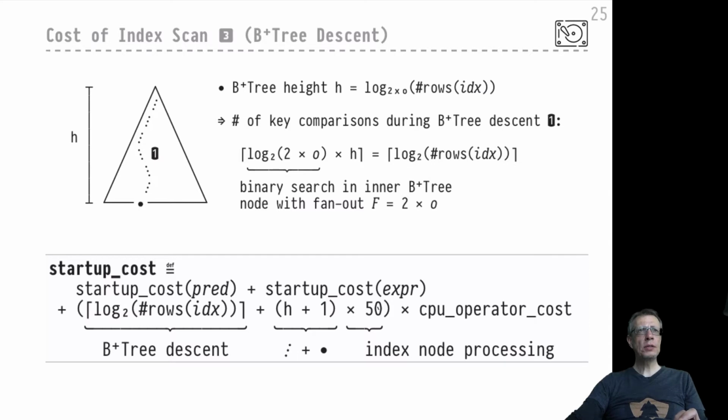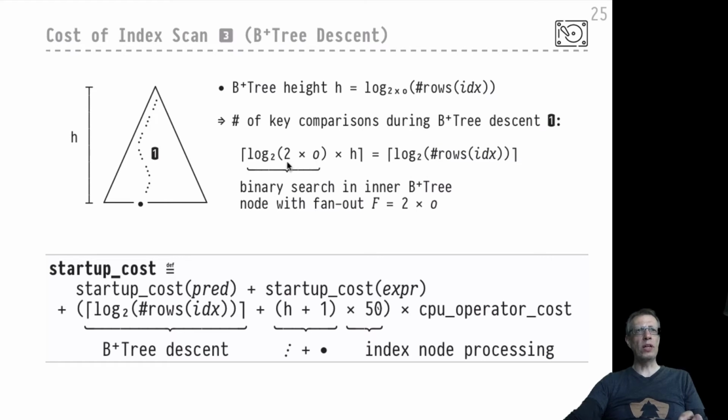we would have to perform binary searches in each of the inner nodes. Binary searches that would identify the pointer to the next inner node that we have to follow to establish this path through the search tree. So the number of these binary search comparisons would be the following. Inside each inner node, we assume that all of these inner nodes are perfectly filled, so there is no space wasted on our inner nodes.